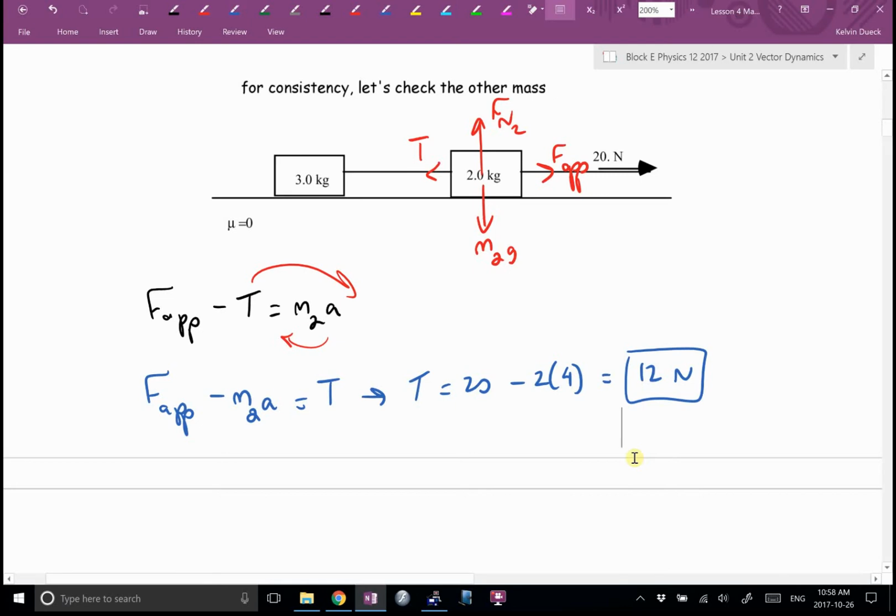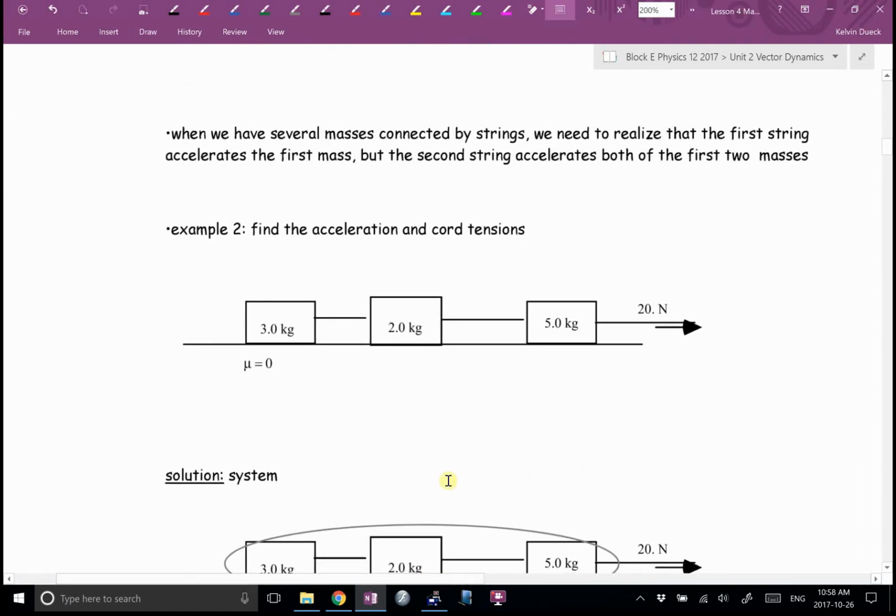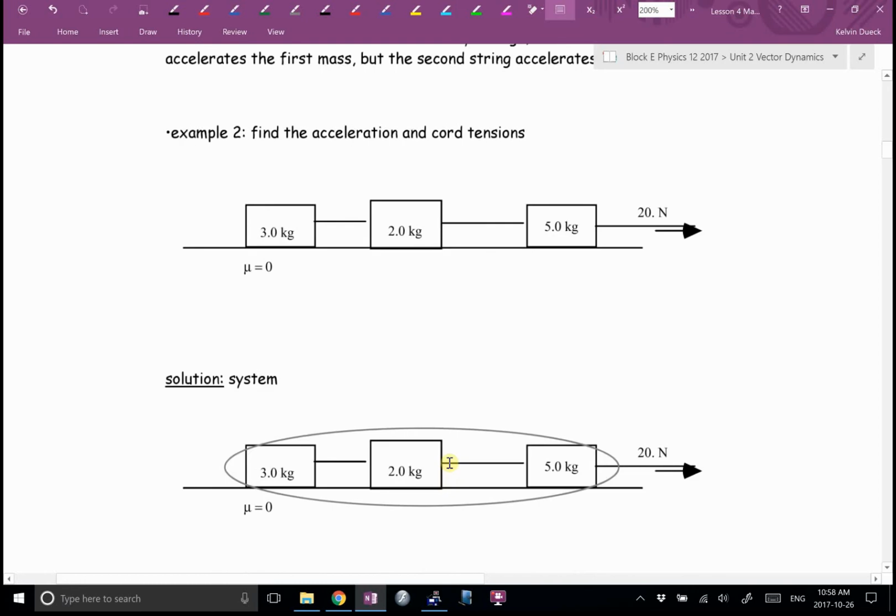That's going to be our strategy. You give me more than one mass, I just treat it like one mass to get the acceleration. And then I can find individual forces by writing individual equations. What if we have several masses connected by strings? If you have more than one string, this is going to sound Captain Obvious, but you have more than one tension.